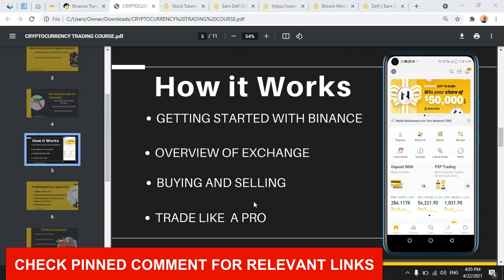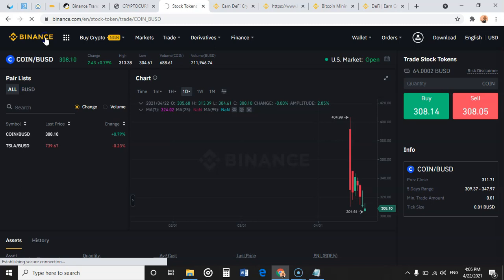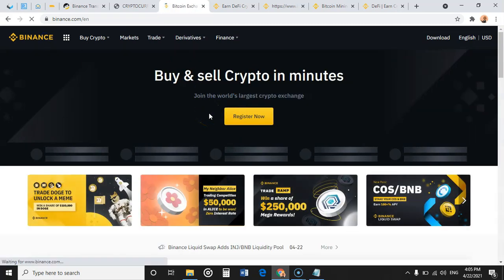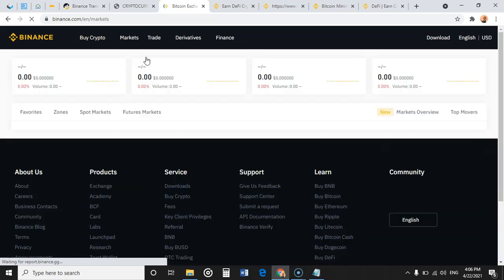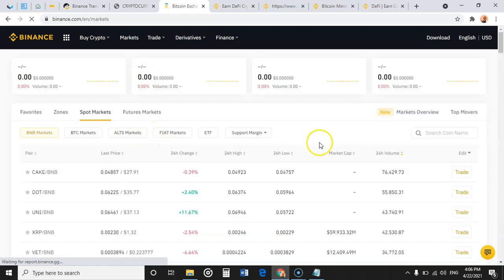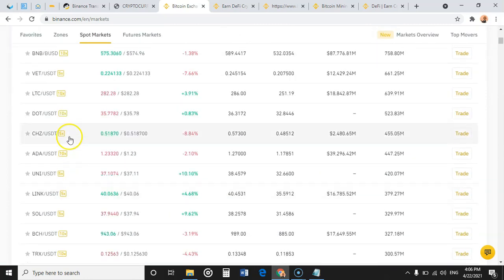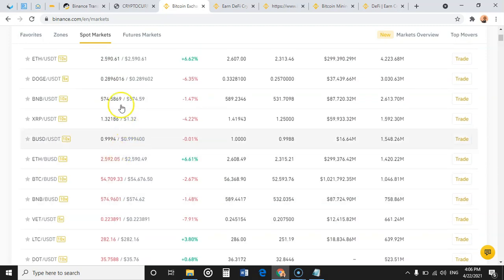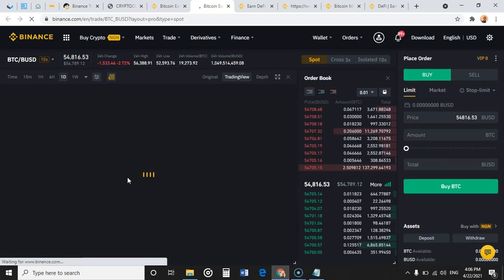So now I'm going to go on Binance real quick. Let me go back to the dashboard, and execute some trades. I'm going to go to the markets. When I get to the markets, let me go to the fiats, those ones that are paired with stable coins. Let me do BTC, BUSD. I'm going to click on this, and it is going to load up a chart.